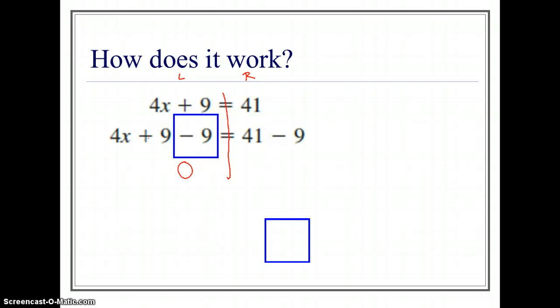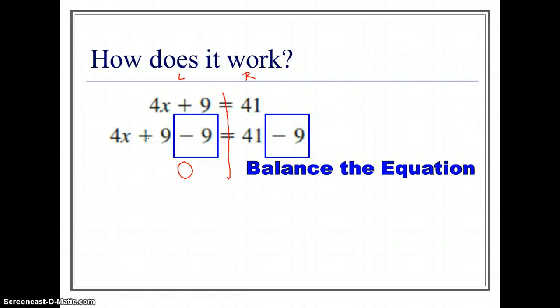There's the minus 9. There's the minus 9. What this is called is balancing the equation. Because we subtracted 9 from the left side of the equation, we have to do the exact same thing to the right side of the equation. We always have to keep our equations balanced.